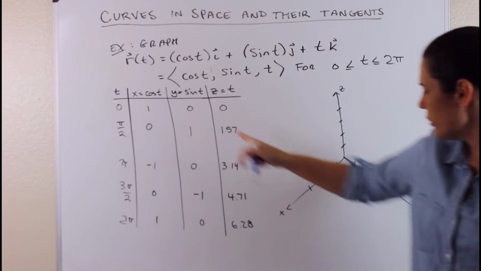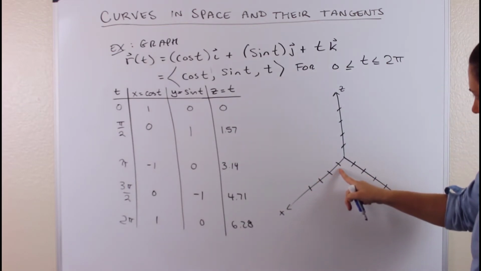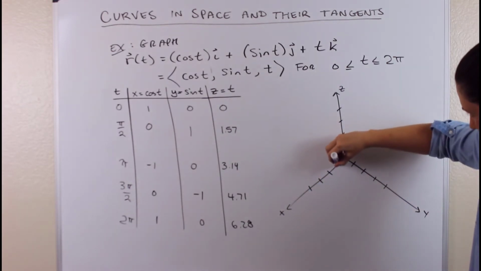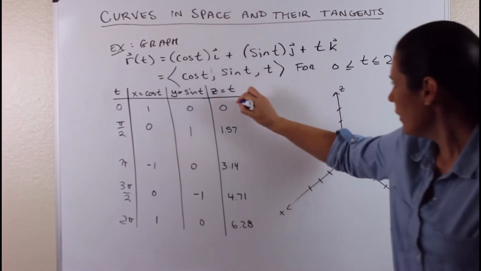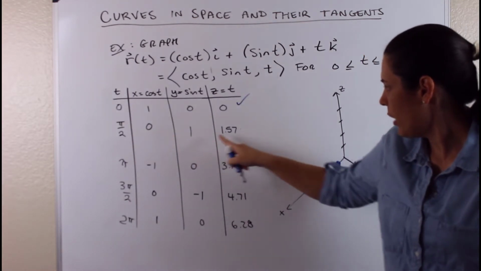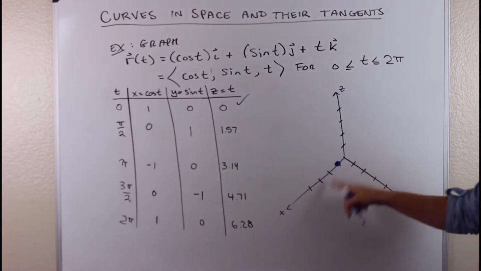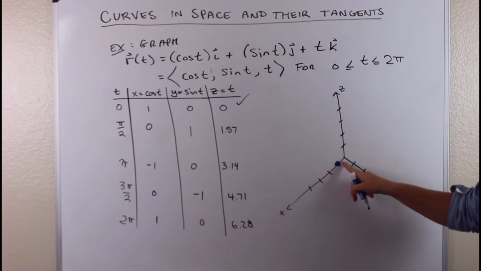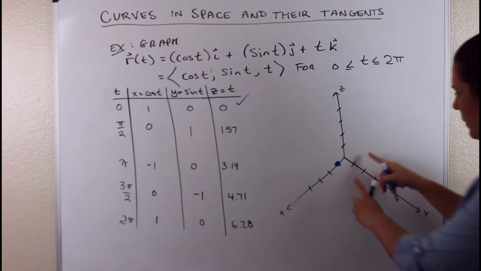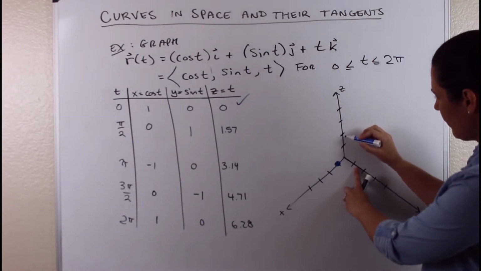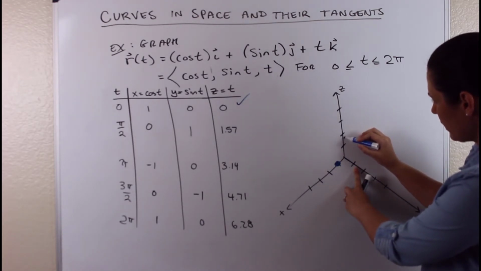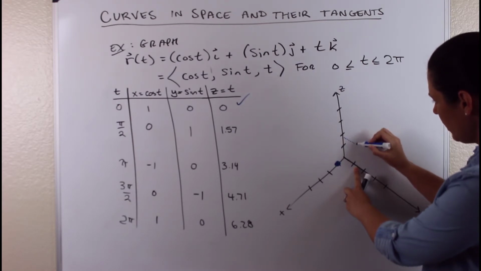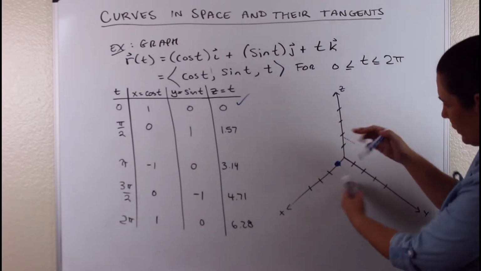So (1, 0, 0): 1 in the x, 0 in y and z, so that point's right there. Then (0, 1, 1.57): nowhere in the x, then I'm going to go 1 in the y, and from here I'm going to go up to 1.57. So if I make a mark, that's right here on my z-axis, but remember this whole axis is tilted so we can see it.